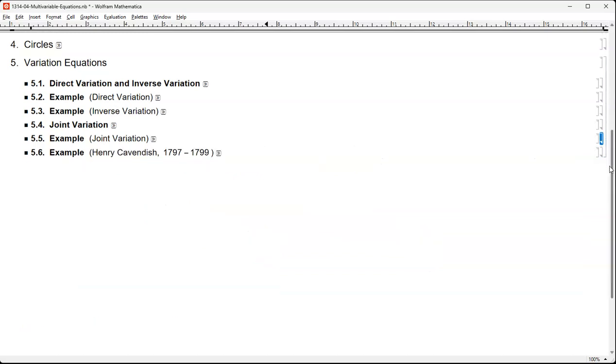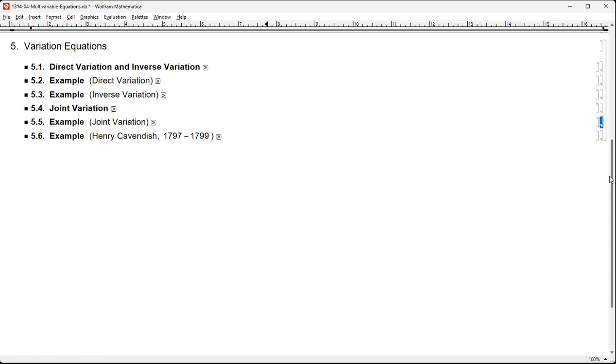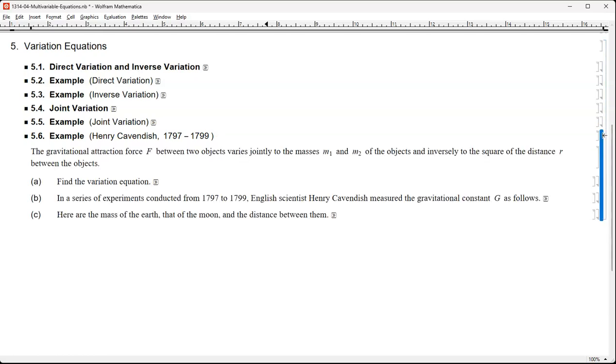Let's see, do we have time for another problem? Probably not. So I'll just show you the background and then I'll ask you to complete the problem. Okay, this is based upon a real experiment, a really famous experiment by Henry Cavendish.